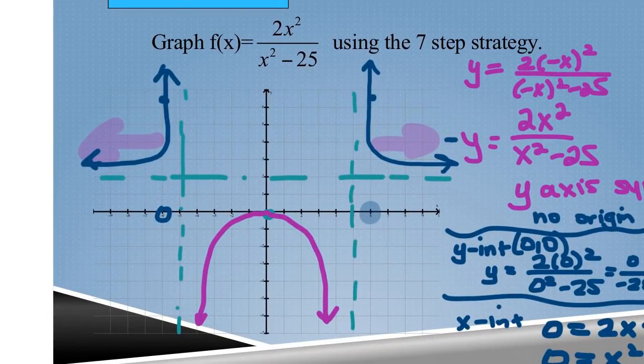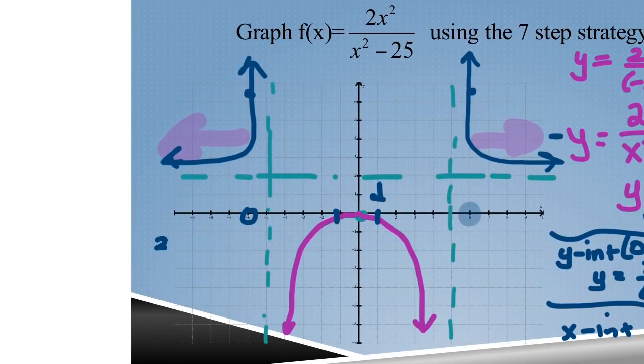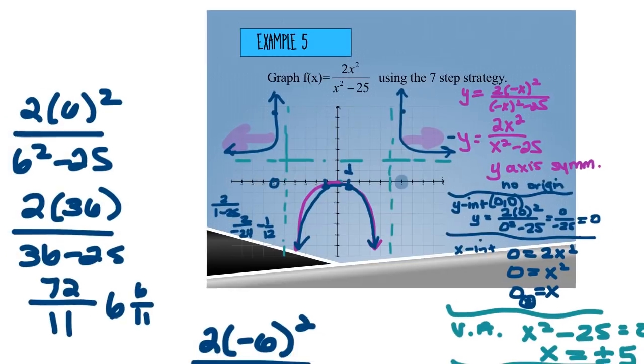Now, if you didn't catch your point from the middle being a multiplicity of 2 so that it bounces, you can also plug in the points on either side here. So if I were to plug in 1, I would have gotten 2 times 1 squared, which is 2, over 1 minus 25, and I would have gotten 2 over -24, or -1/12. Now I know for sure it's below my graph. That's going to point it this way. And then if I plug in -1, I'm going to get the same point because it's symmetric. I know for sure it's below my graph, which means it goes that way.